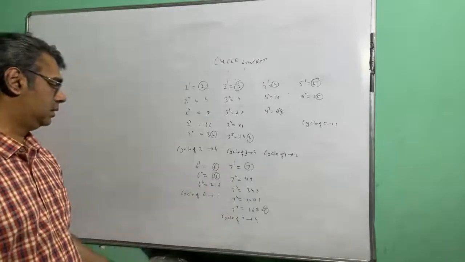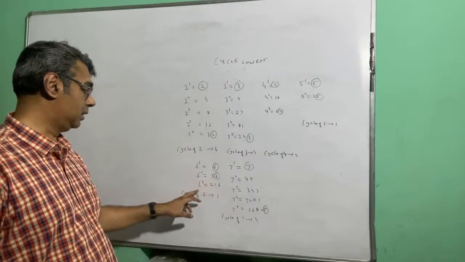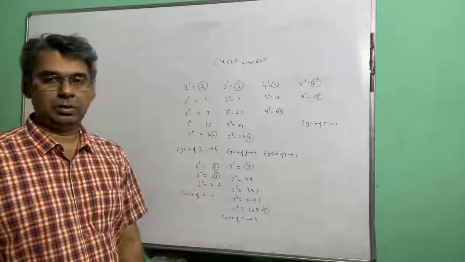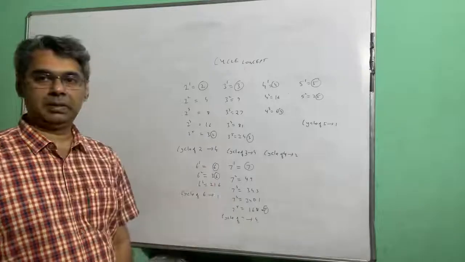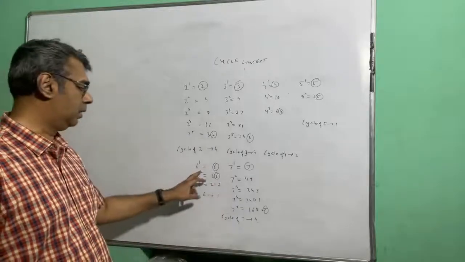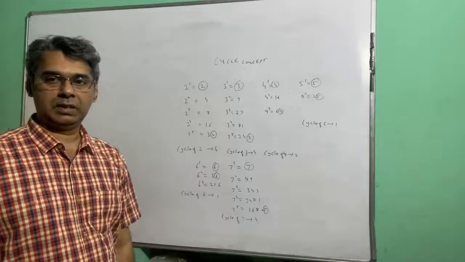Then 6 to the power 1 is 6, 6 to the power 2 ends with 6 because it's 36, 6 to the power 3 is 216. So the units digit is repeating when the power increases by 1. So 6 to the power 1 ends with 6, 6 to the power 2 also ends with 6. So the cycle of 6 will be 1.